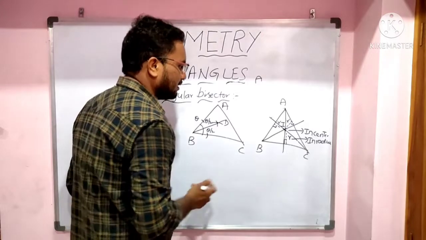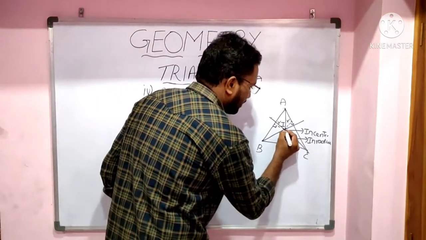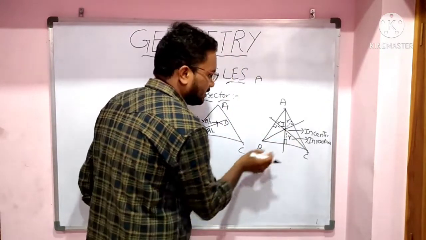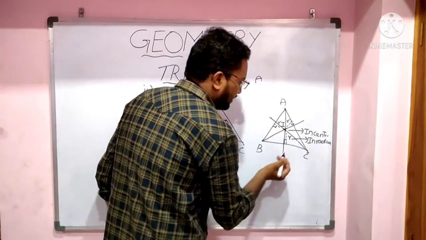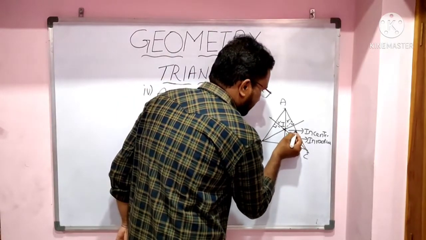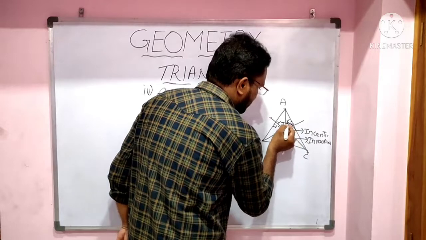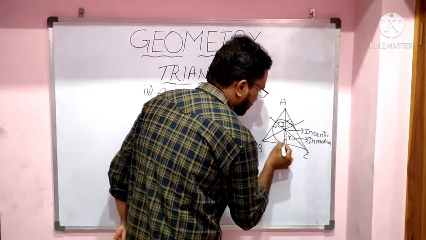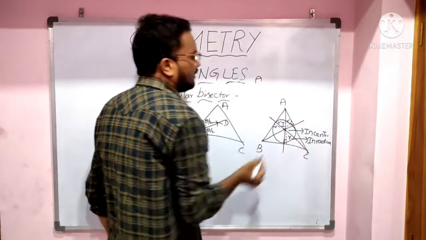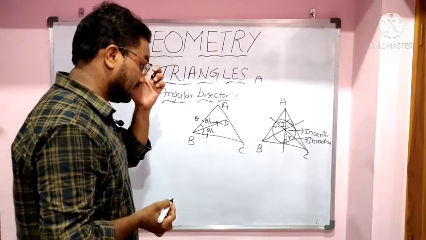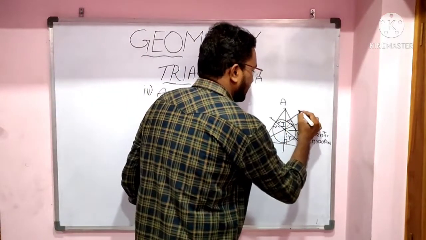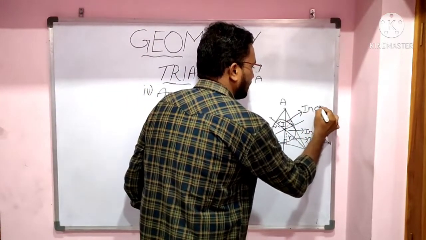If we take I as the center and r as the radius and draw the circle, then the circle touches all three sides of the triangle. This circle we will call the incircle.